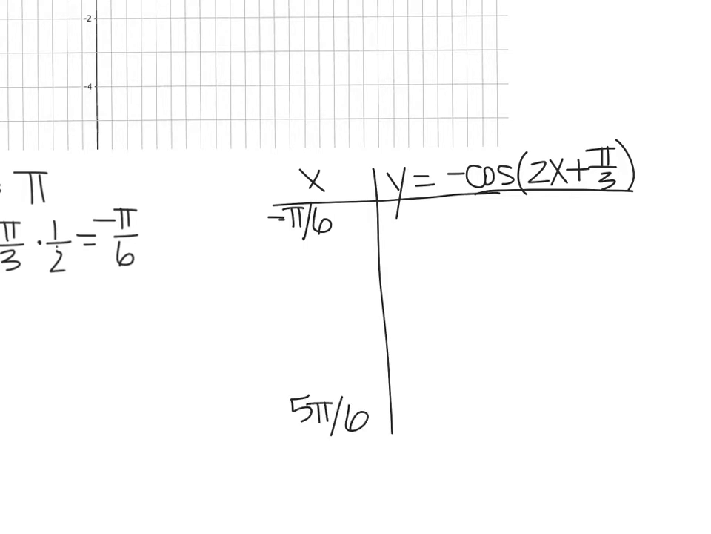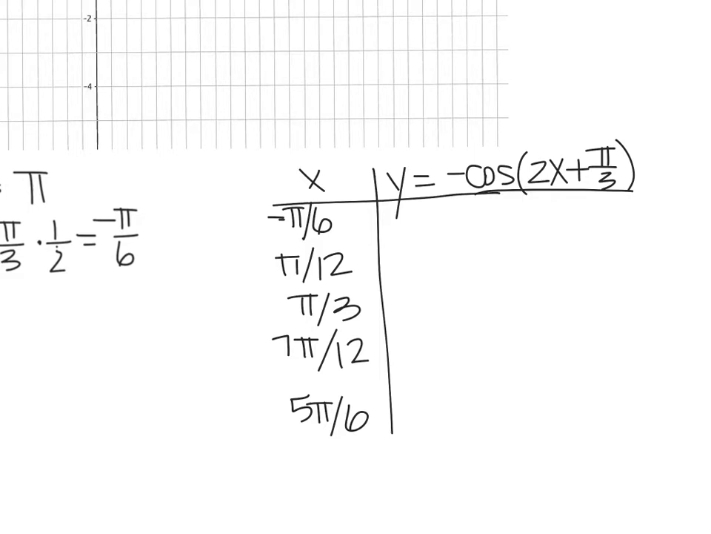So I want to fit my other points evenly between negative pi over 6 and 5 pi over 6. So if I keep adding pi over 6, I will get to 5 pi over 6 evenly. So that's going to give me pi over 12, pi over 3, and 7 pi over 12. Those are going to be the points I want to plug into my function to get my y values. And all of my y values come from plugging in these values for x, and it comes directly from a calculator.